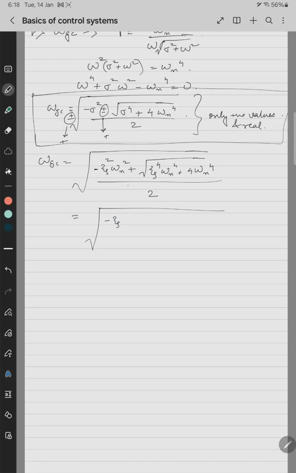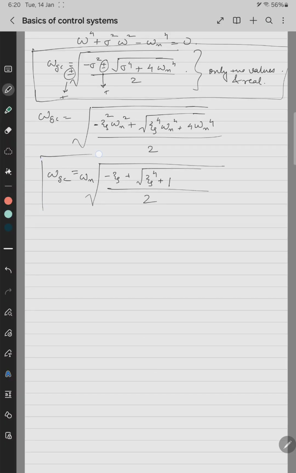So omega n square will take common, then omega n will come here, omega gc equals zeta plus under root of zeta to the power 4 plus 1, right, divided by 2. I think this is the expression. So this is the relation between gain crossover frequency and the zeta. So omega gc is a function of zeta.